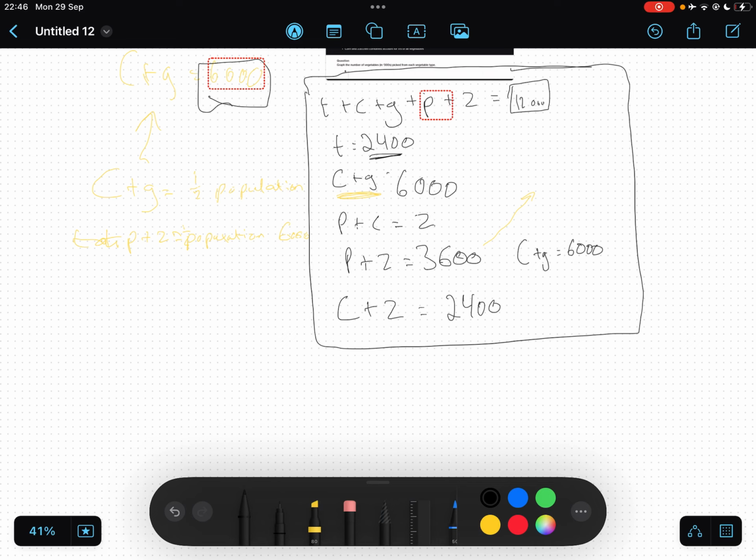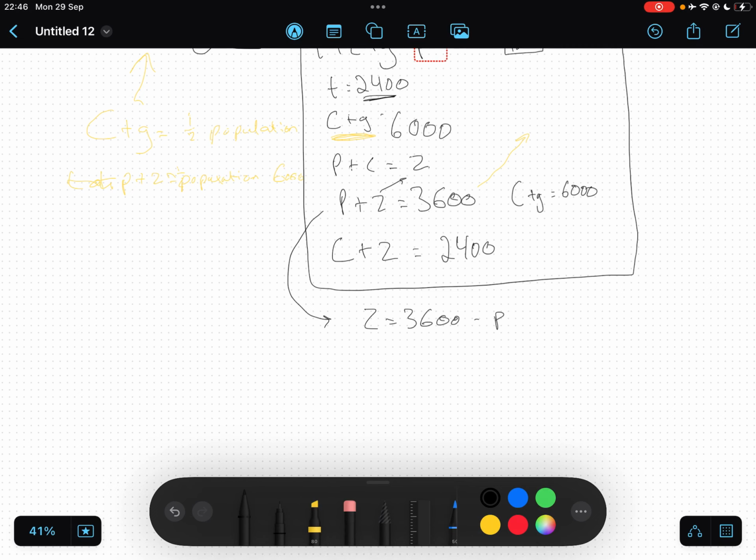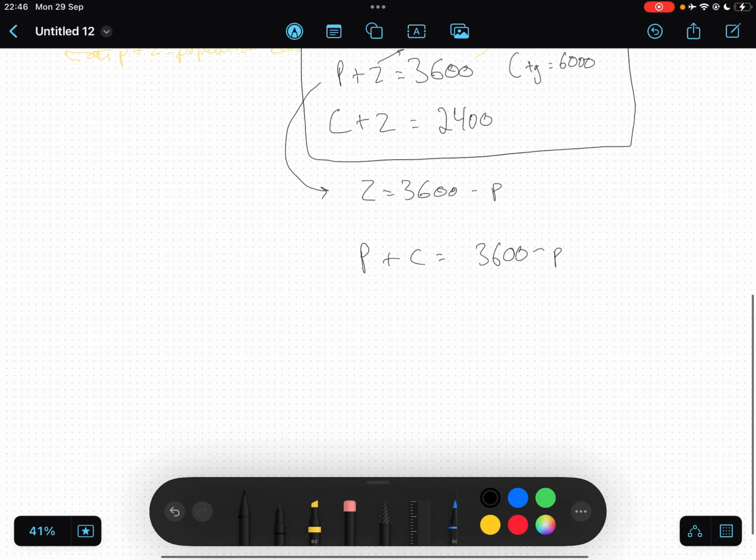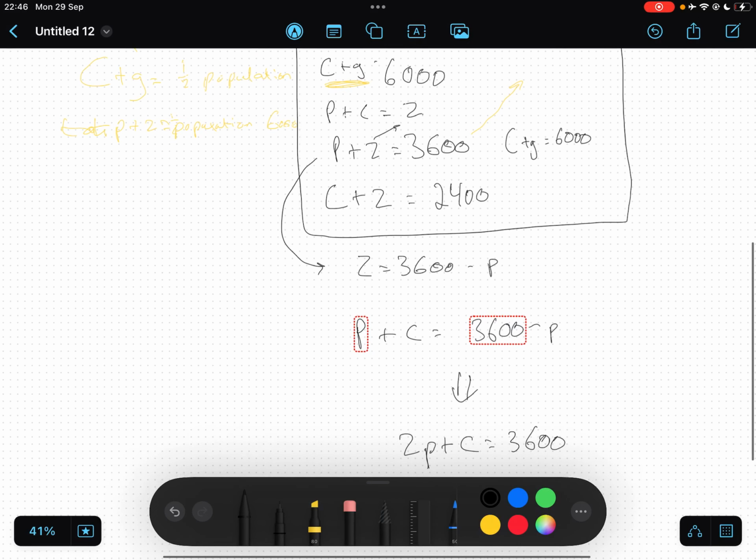Okay, so I think we could rearrange this one to get in terms of Z, and then substitute that here, if that makes sense. So Z equals 3,600 minus P. So that means P plus C equals 3,600 minus P. Rearrange that, you get 2P plus C equals 3,600. Now I'm going to look for the other simultaneous equation. Hopefully we have one. So we've got P plus Z equals 3,600 as well. Maybe we could use that.